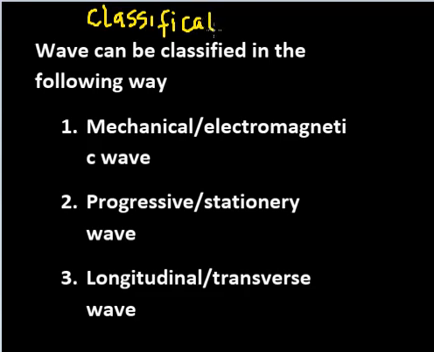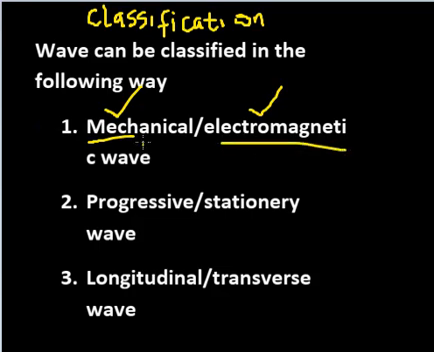Classification of wave. All right, so shall we go? Wave can be classified in the following ways. A wave can be classified as a mechanical wave or an electromagnetic wave. A wave cannot be mechanical and electromagnetic at the same time. So it's either you belong to mechanical or you belong to the department of electromagnetic. So you need to know the difference between these two.